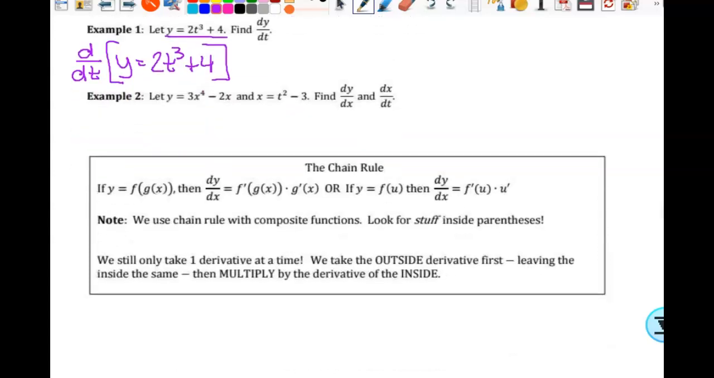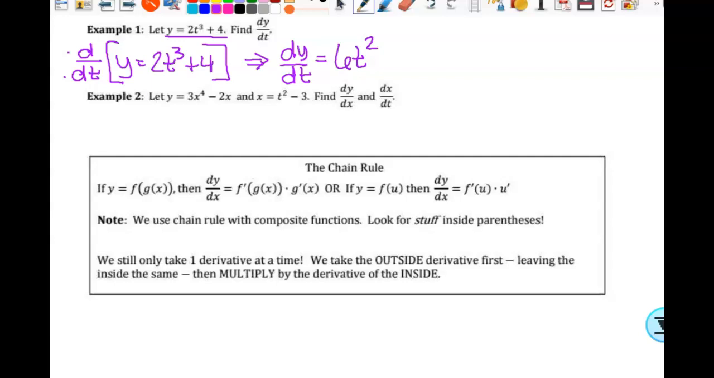I'm going to write it. And so what this is saying is I'm going to take the derivative with respect to t. So when I do that, the derivative with respect to t for y just gives me dy dt. And then if I'm going to take the derivative with respect to t of something with t's in it, I just literally take the derivative, and this will just give me 6t squared. Okay? Does that make sense?